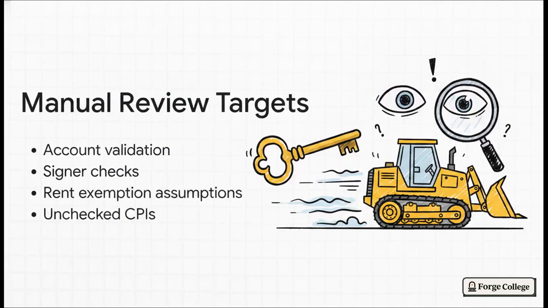But listen, automated tools, they aren't going to catch everything. And that brings us to manual review targets. You really have to use your own eyes to hunt for common Solana pitfalls. We're talking about things like missing account validation, bypassed signer checks, subtle rent exemption assumptions, and of course, unchecked cross-program invocations, or CPIs. Honestly, leaving an unchecked CPI in your code is literally like leaving the keys in a running bulldozer. Somebody is absolutely going to hop in and drive off with your entire protocol.